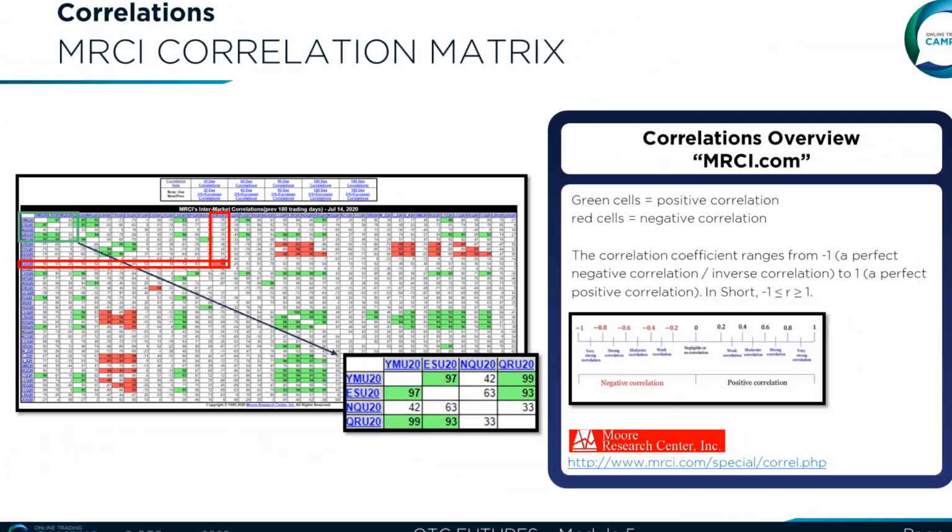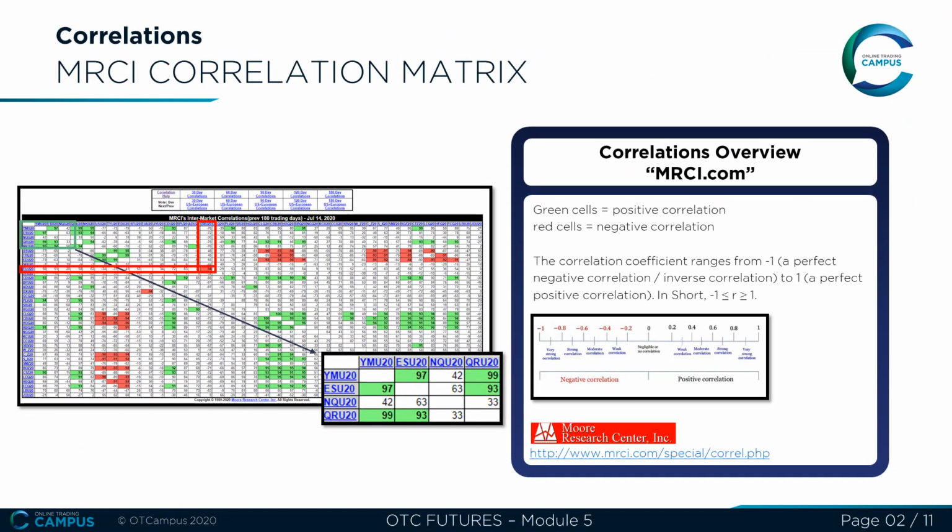So you can also manually change the correlation time window. On top of the matrix, you can select any time period from 30 days to 180 days. So this is MRCI.